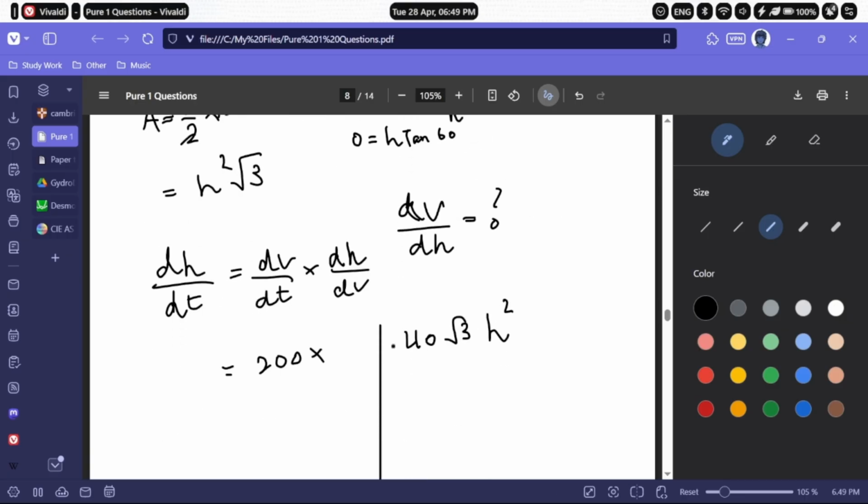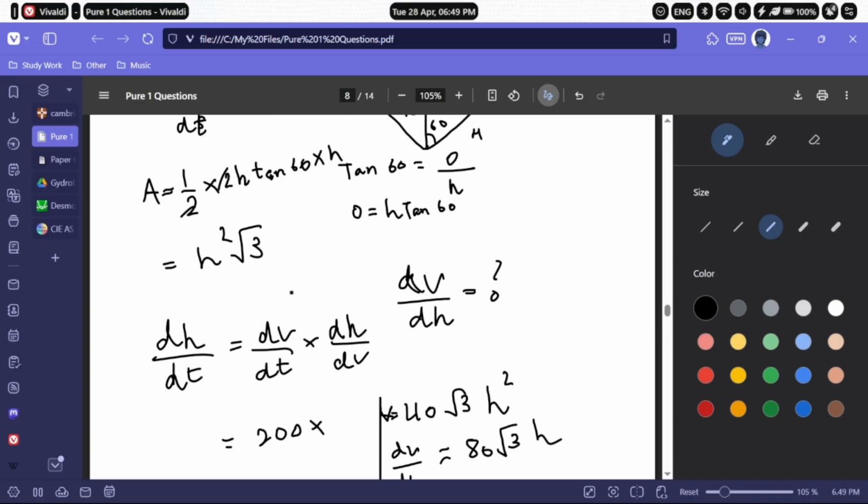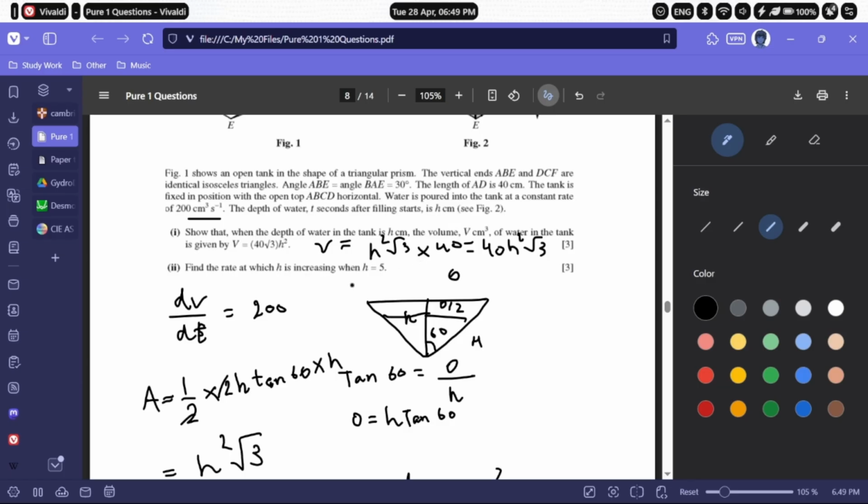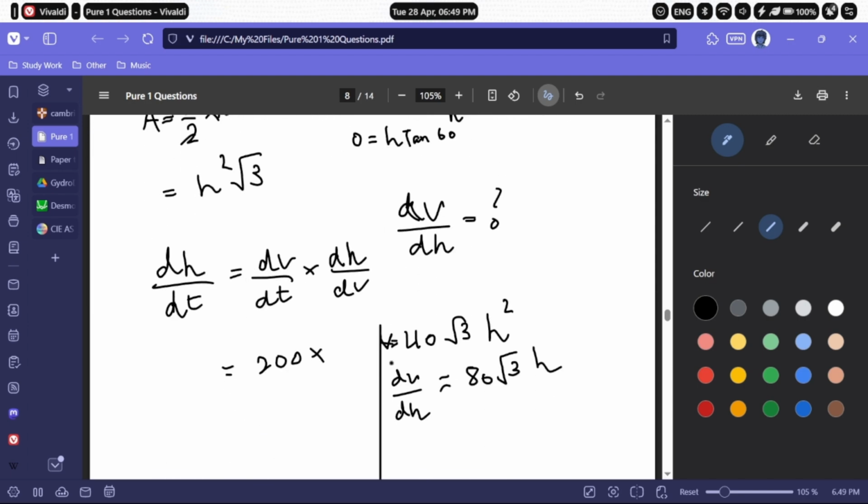Okay. So v is 40 root 3 h square, right? This is v. So dv by dh would be 80 root 3 h. And they told you that you have to find out when h is equal to 5. So you just do 5 times 80 root 3. 5 times 80, that's just 400.